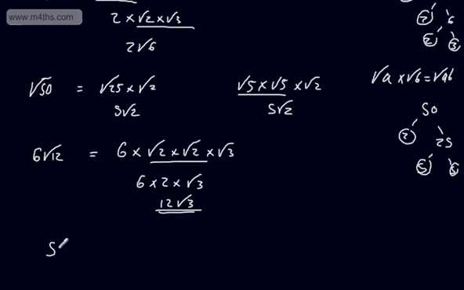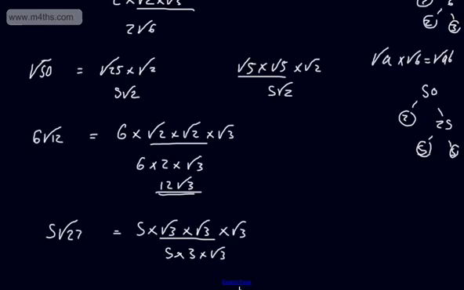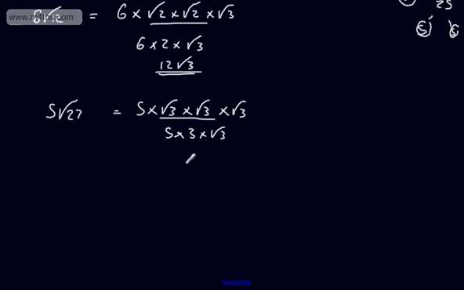Let's look at 5 root 27. I'm thinking to myself, 27, if I prime factored it, is 3 cubed, so it'd be 3 times 3 times 3. So we could look at this as 5 times the root of 3 times the root of 3 times the root of 3. That will give me 3. So I've got 5 times 3 times the root of 3. 5 times 3 is going to be 15, and then we've got root 3.